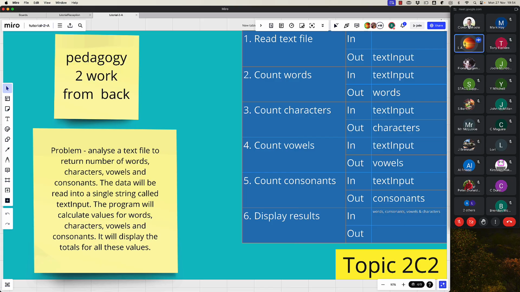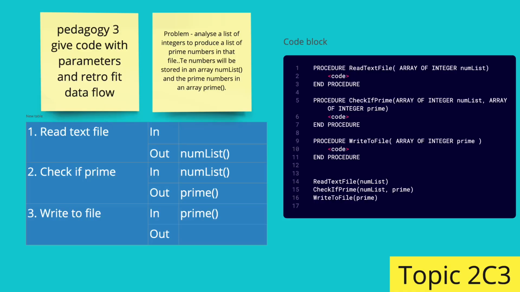Okay, next we are going to have a look at identifying data flow from code pedagogy. So let's just move on to 2C part 3. So another way we can develop the understanding of data flow is to give pupils code and get them to fill in the data flow.